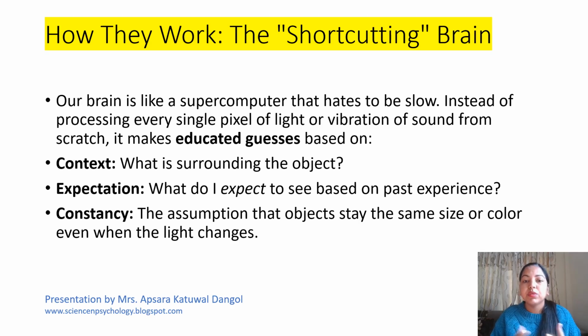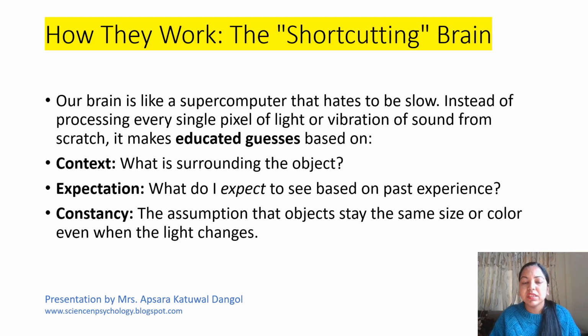Context means what is surrounding the object. Why does the moon look bigger somewhere and smaller somewhere else? It is because of the context, because of the surroundings, because of the reference point we are taking to see an object as small or big.